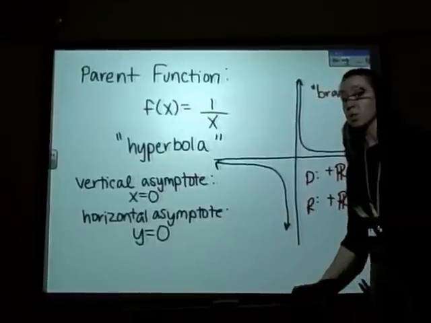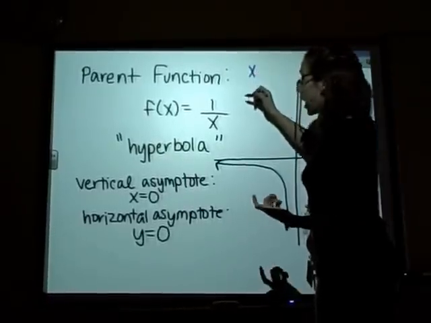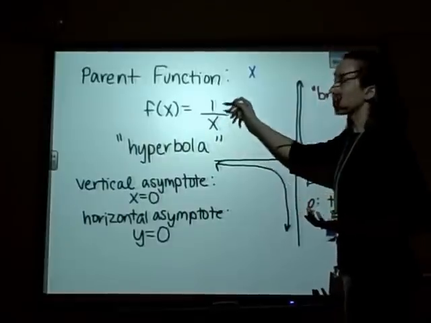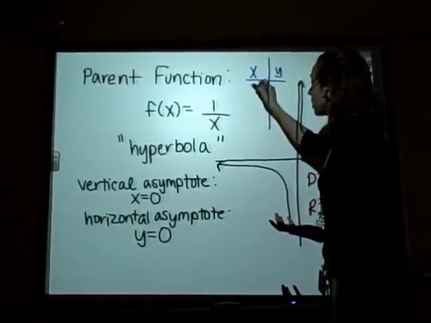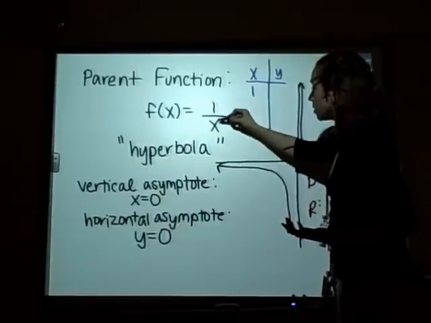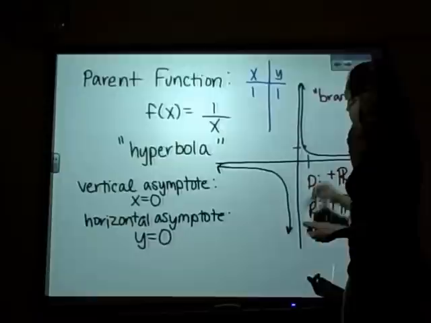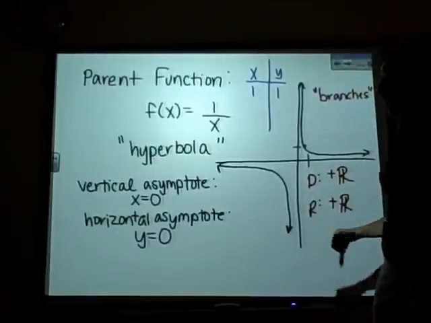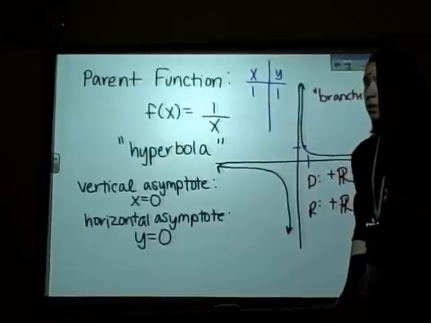Remember, you can make an xy table to help you figure this out. For example, we obviously can't put a 0 in there because you cannot divide by 0. But one of the points, if x is 1, 1 divided by 1, you get y as 1. So (1, 1) is one of the points there. Again, I did just sketch it freehand.